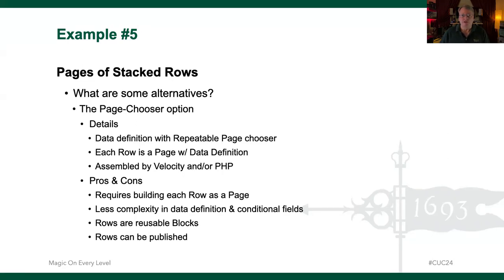Finally, we have a data definition with the repeatable page chooser, where each row is a page with its own data definition, potentially a separate data definition for each type of row, all assembled into one publishable page by either velocity and/or PHP. Pros and cons. The page chooser option is very similar to the block chooser option. The chief difference is when each row is a page, it can be published to the content server. This means a content page of rows can be assembled by the content server using PHP, which also means that all content pages using a shared row will automatically be up to date as soon as the row is republished. No need to republish all of the content pages that use this row.